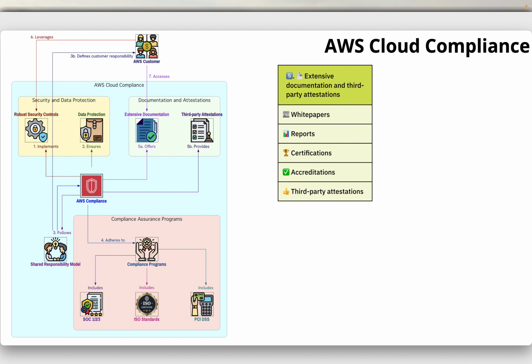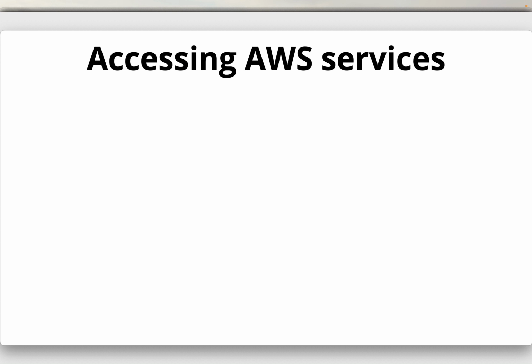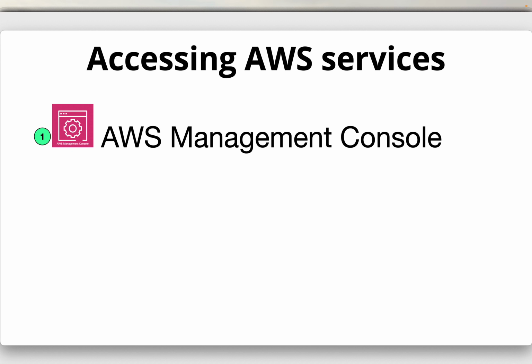Extensive documentation and third-party attestations. AWS provides detailed information about its IT controlled environment through white papers, reports, certifications, accreditations and attestations from third parties. Accessing AWS services. The first one is the AWS Management Console. You can access and manage Amazon Web Services through the AWS Management Console, which is a simple and intuitive user interface. You can also use the AWS Management Console mobile application to quickly view resources on the go.